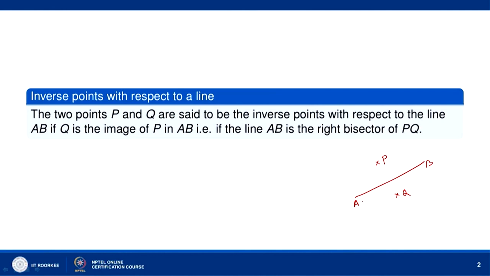Let us first define inverse points with respect to a line. Two points P and Q are said to be inverse points with respect to a line, say AB, if Q is the image of P in AB, that is, if the line AB is the right bisector of PQ. So if you take a line, let us say AB, then two points P and Q are said to be inverse points with respect to the line AB if AB is the right bisector of PQ.